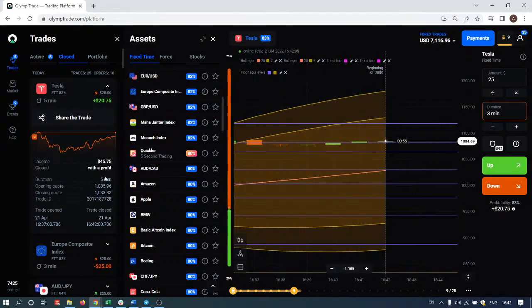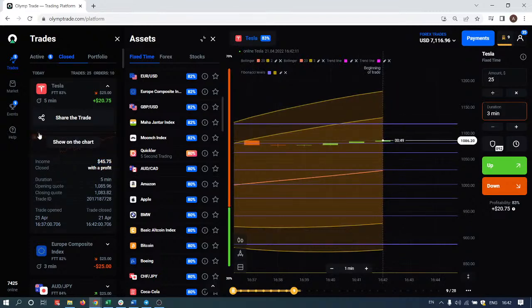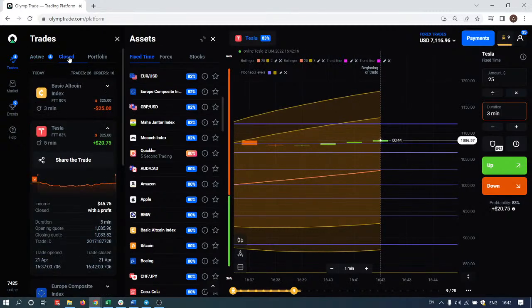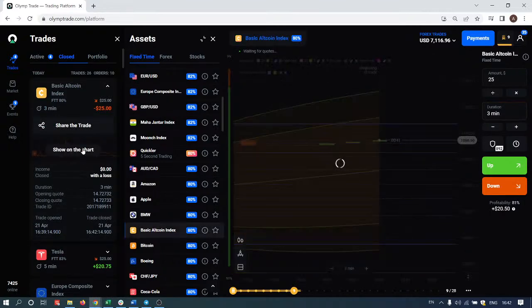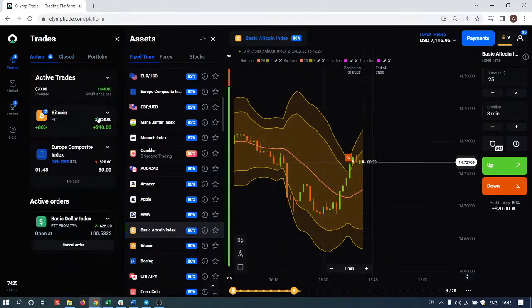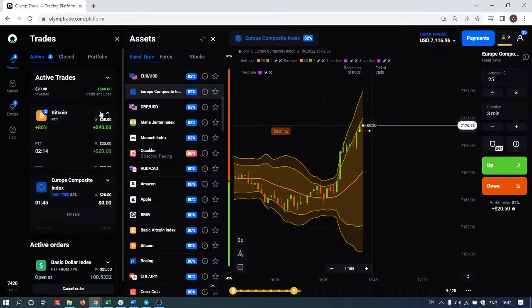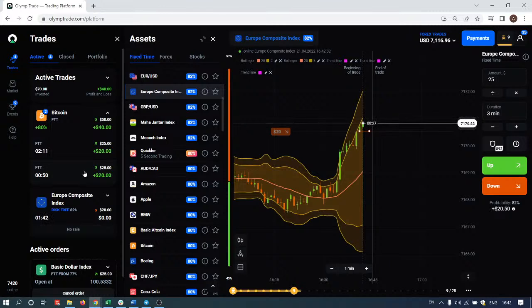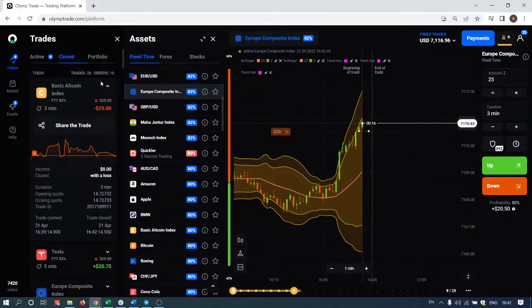So yeah, I would say it looks like a kind of profitable or ideal trade here. I opened it here, and all the time it stayed in the winning area for me. So basic altcoin index shown on the chart. All right, so yeah, it was very close to a win. So two more trades here on Bitcoin and one trade here on the Europe Composite Index. Guys, I think we should stop here, in fact, because I think I've already opened quite a few trades.